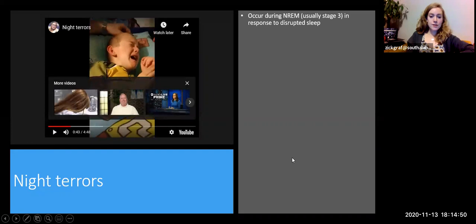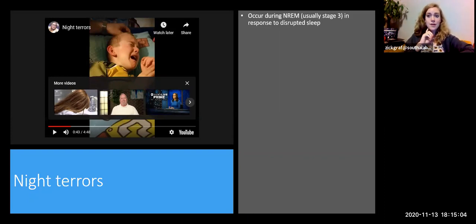Okay, so that's a night terror. It looks like he's really scared and really distressed, but he's not really responsive to the environment, and his parents are trying to comfort him, but he's not really experiencing it. And that's because he's actually asleep.